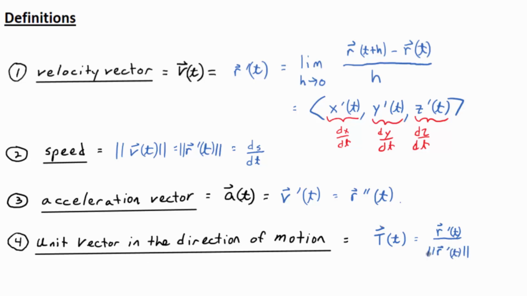That's got to be a unit vector, right? We described it as the unit tangent vector before, but now we're going to think of it as the unit vector in the direction of motion. Same thing in a more confined viewpoint. And then, of course, you could think of it as v of t divided by the magnitude of v of t, because v of t is r prime of t.